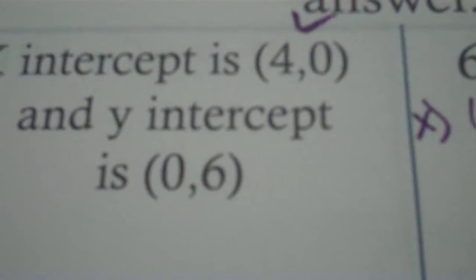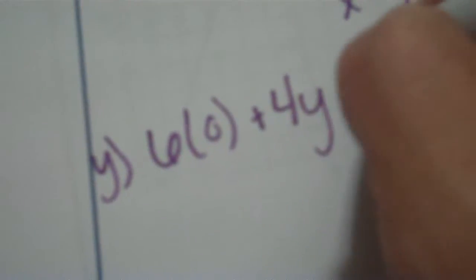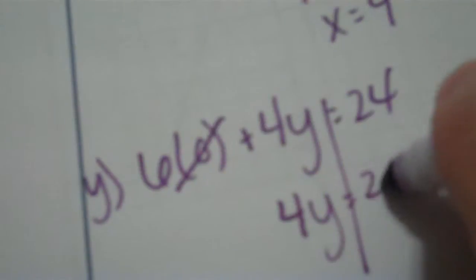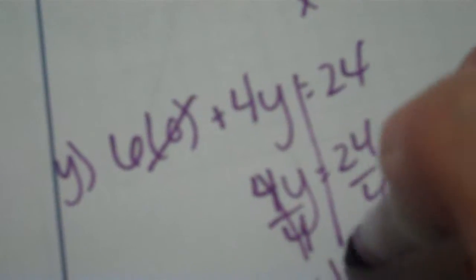Let's see if the y-intercept is 0, 6. So the y-intercept is when x is 0. So we put a 0 in for x, plus 4y equals 24. This goes away. You're left with 4y equals 24. And you divide by 4, and y equals 6. Was the y-intercept 6 here? Yes, it was.